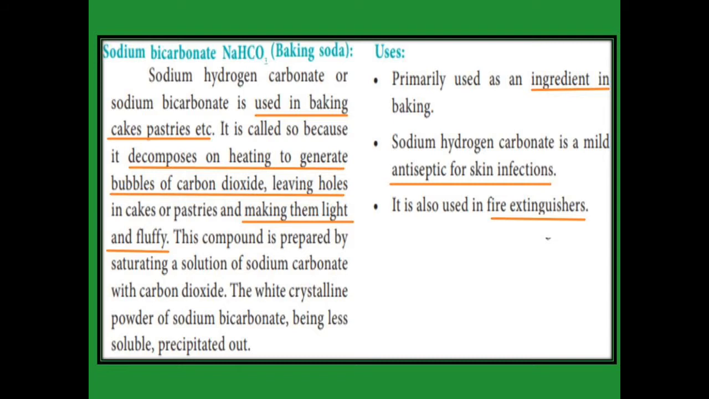The compound is prepared by passing carbon dioxide through a saturated solution of sodium carbonate. Sodium carbonate with carbon dioxide and water gives sodium bicarbonate. The white crystalline powder of sodium bicarbonate is less soluble in water, so it precipitates out. Uses: it is an ingredient in baking; second, it is used as an antiseptic for skin infection; and third, it is used as a fire extinguisher.